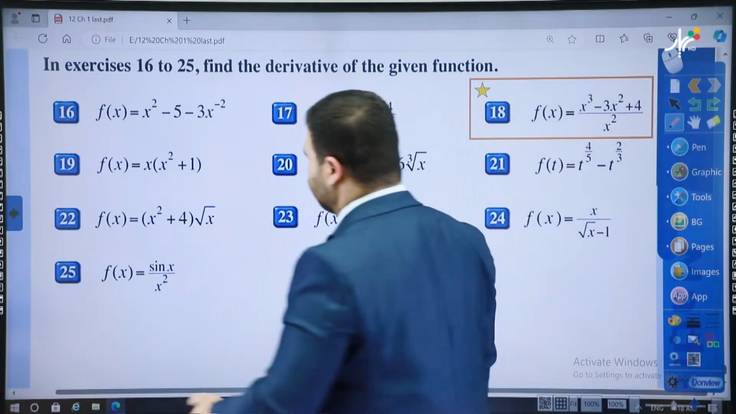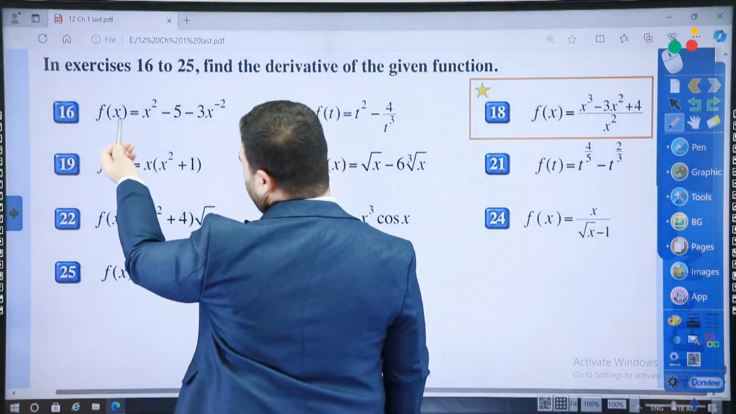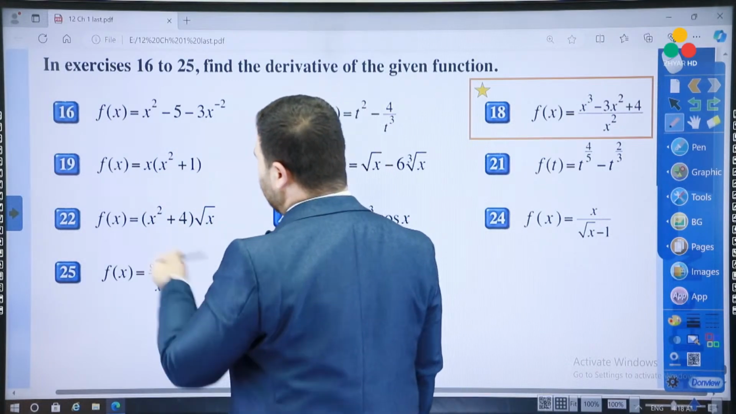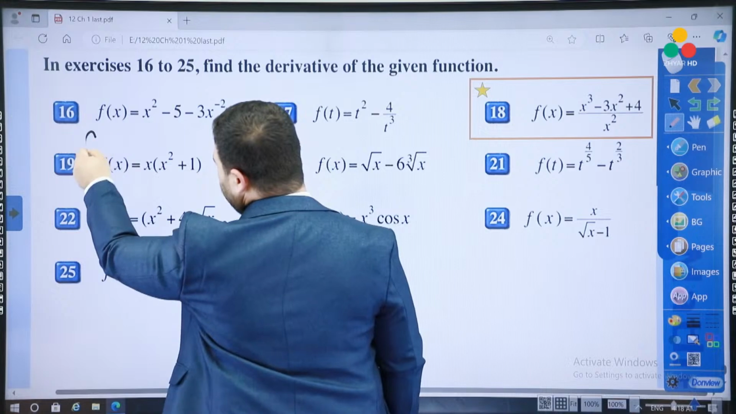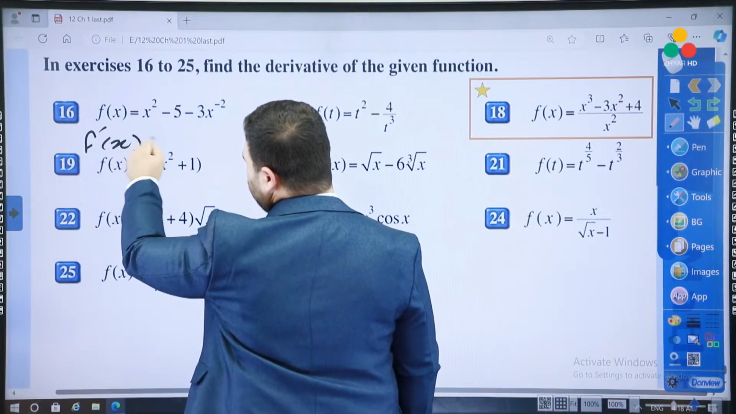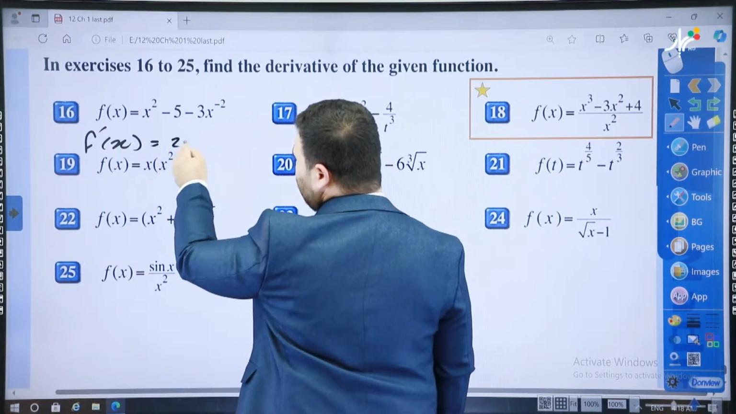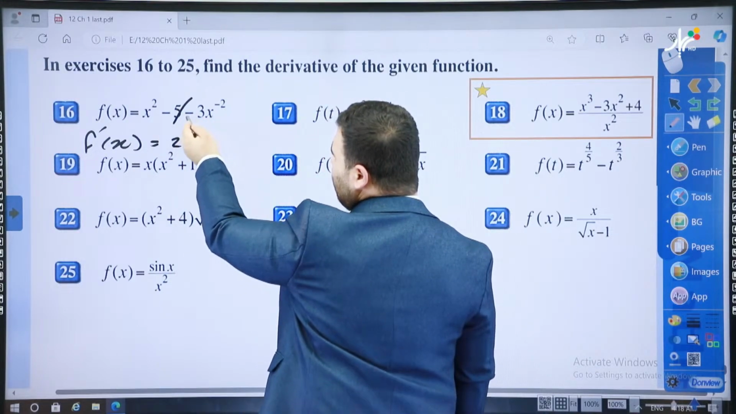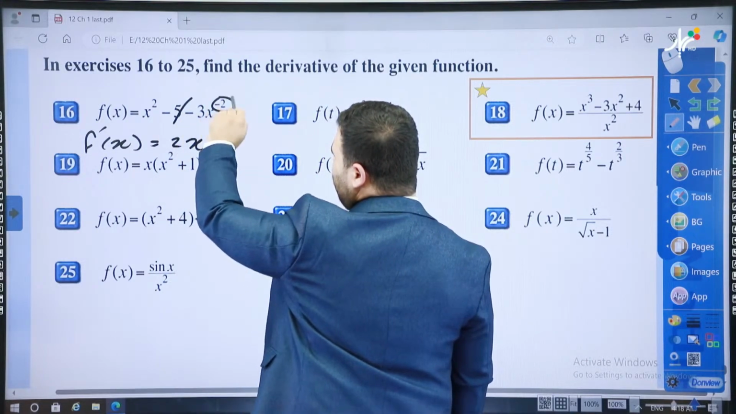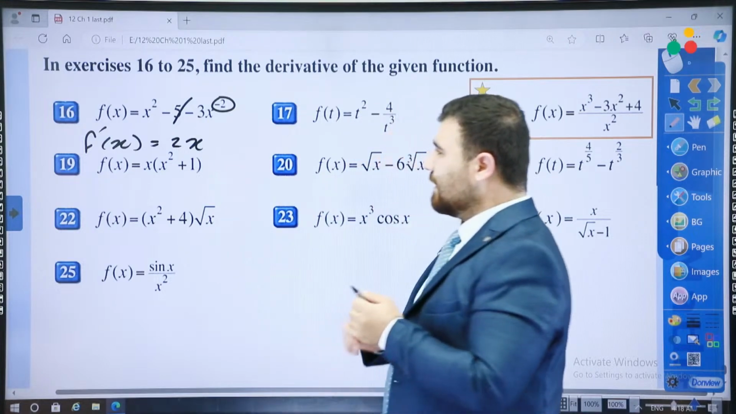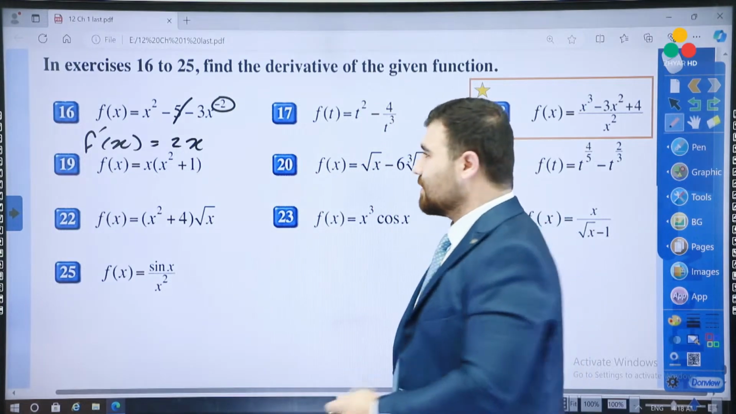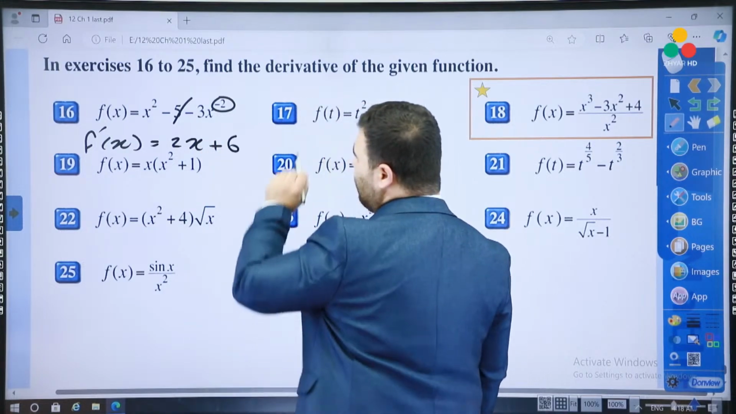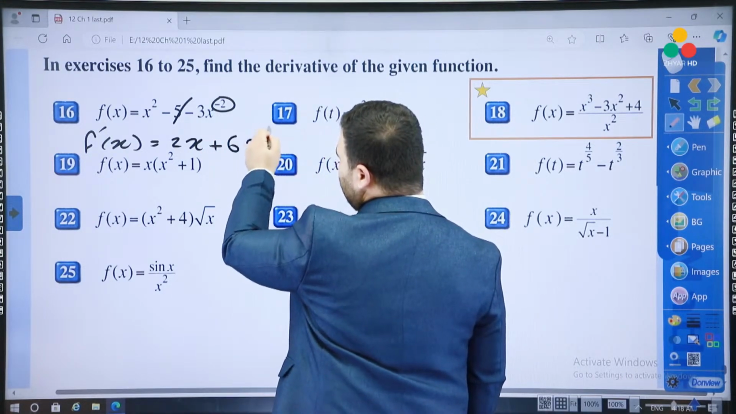Let's see this. X power 2 minus 5 minus 3x power negative 2. Okay. If I want to find the derivative, x power 2 becomes 2x. 5 becomes 0 in the derivative. Negative 3x, okay, it has power. Power goes to the front. Negative 3 times negative 2 is positive 6. Power minus 1, negative 2 minus 1 is negative 3.